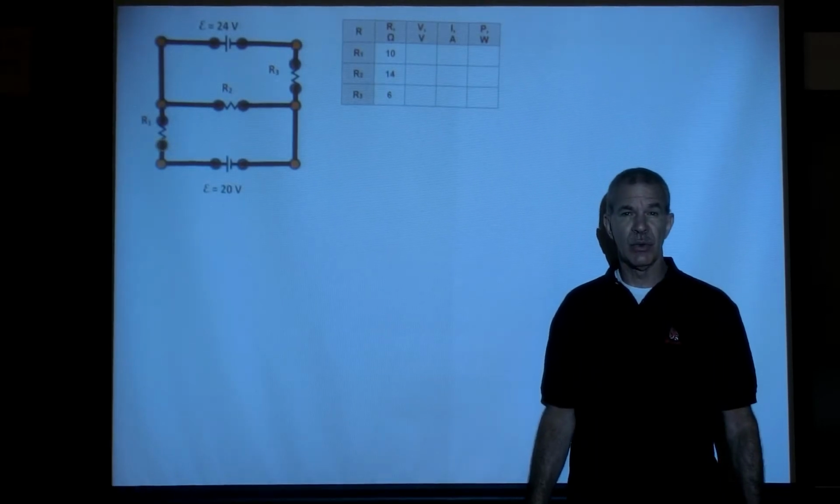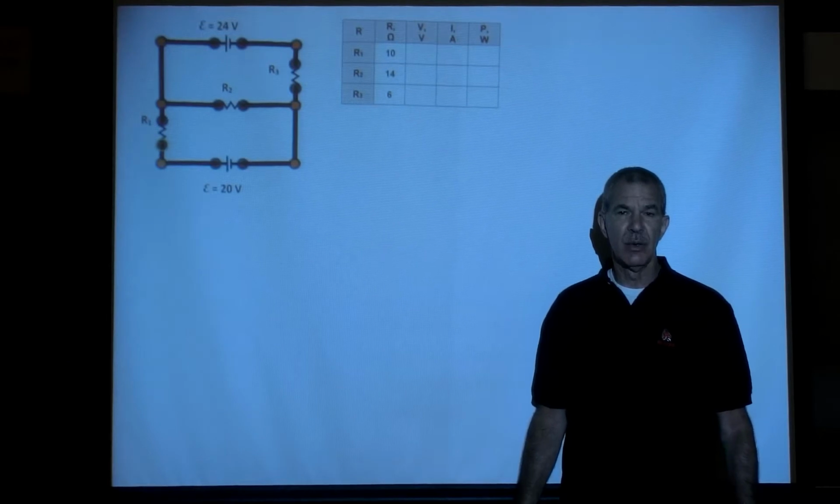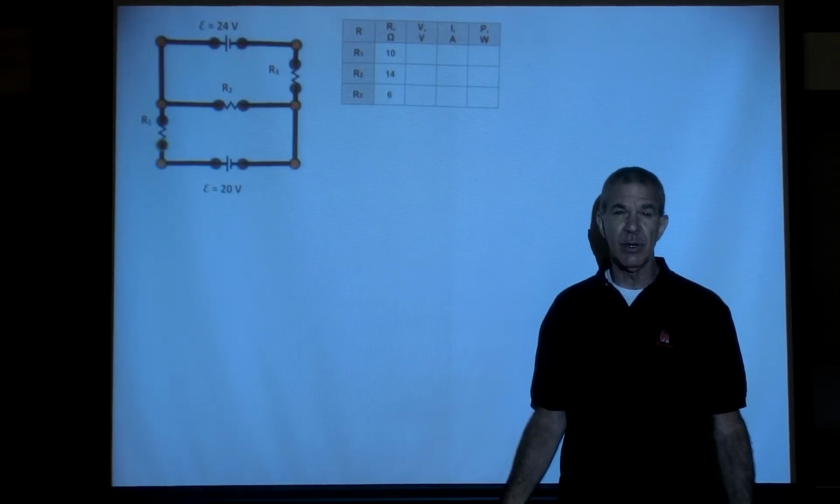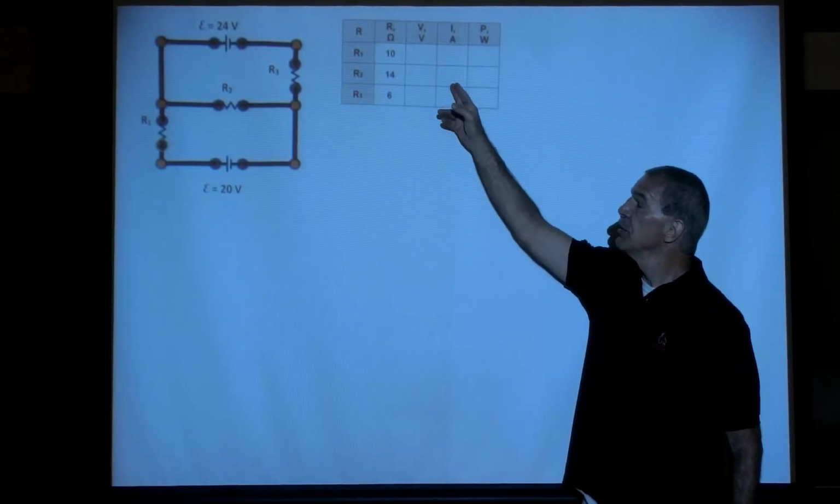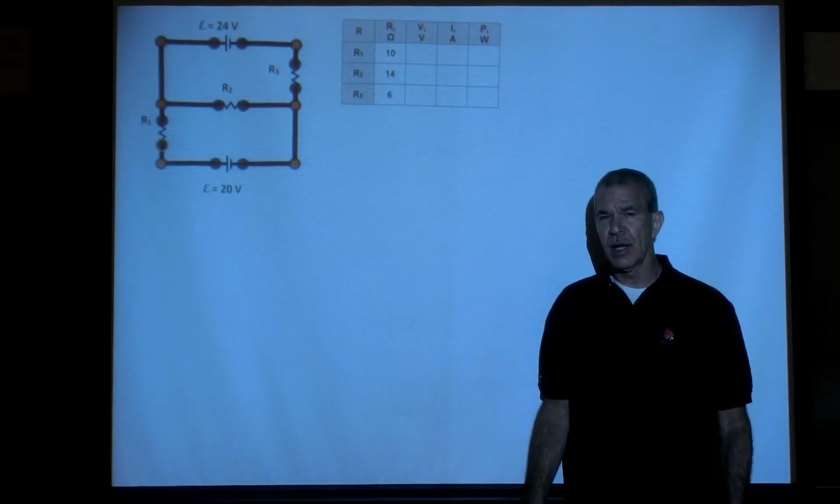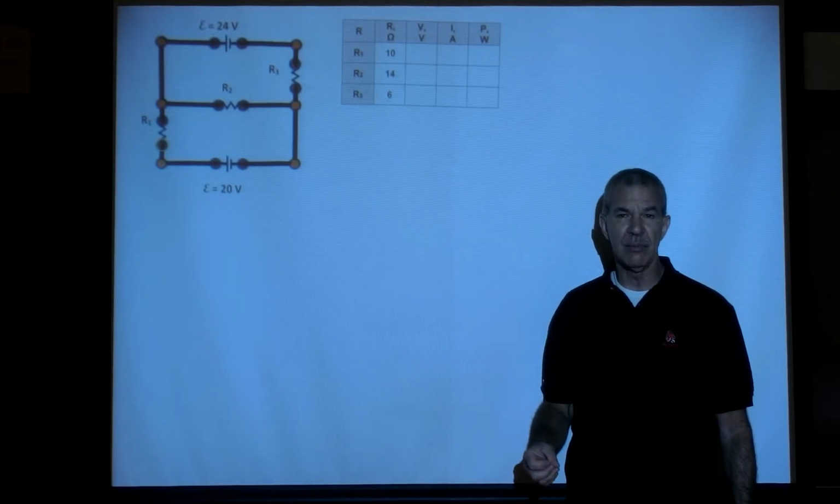In this video, I'm going to work through two examples of solving complex circuits. When we solve a complex circuit, we're basically doing the same thing we did with our other circuits. We're trying to find the voltage, the current, and the power of each resistor. A complex circuit is one in which we have multiple batteries providing multiple pathways for the current to flow.